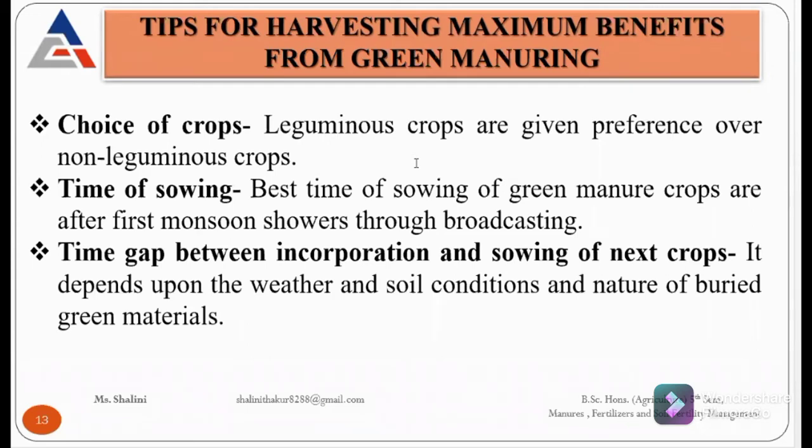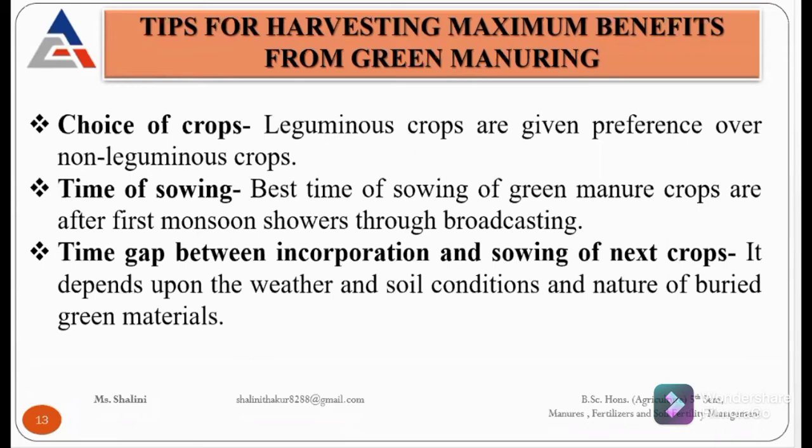Then the time gap between incorporation and sowing of the next crop. It depends upon our weather conditions, our soil conditions, and the nature of the buried green material. We have to incorporate depending upon the type of crop, either a month before or 2 to 3 months, depending upon which crop we are using as green manure crop and which crop we are using as main crop.